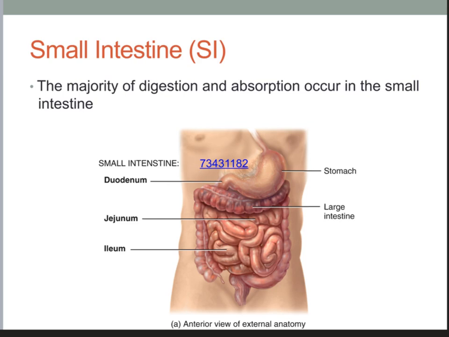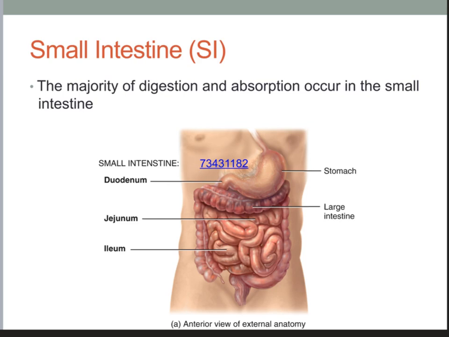Our small intestine is where we're going to see the majority of digestion and absorption occurring. Now remember that the stomach is also digesting. We see the majority of chemical digestion occurring here with mechanical digestion, the bulk churning. Now we can look at detail of the small intestine.